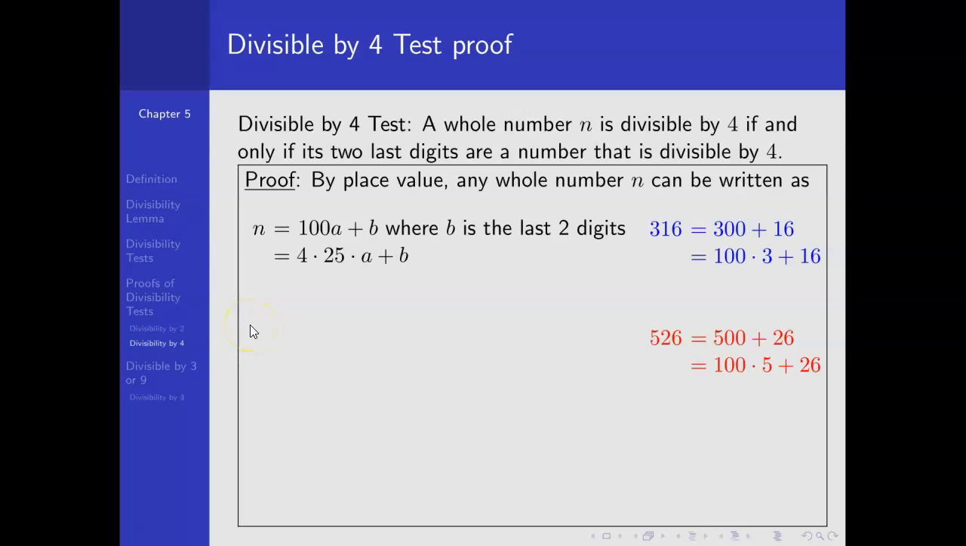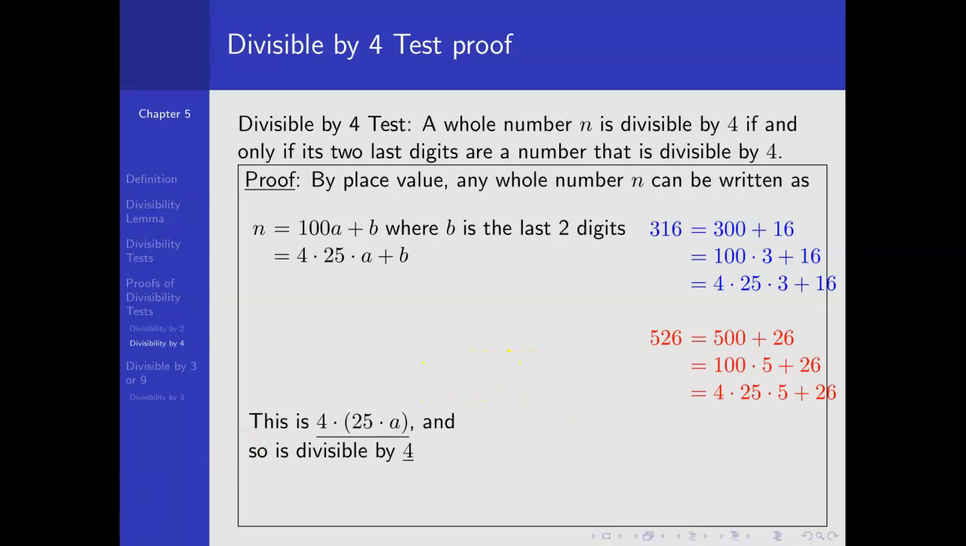We want to rewrite the 100 times a as something that is clearly divisible by 4. In other words, something that is a multiple of 4. So we're going to factor the 100 into 4 times 25. So we get 4 times 25 times a. We're going to do this for example numbers as well. So that's 4 times 25 times 3 plus 16 for 316. And 4 times 25 times 5 plus 26 for 526.